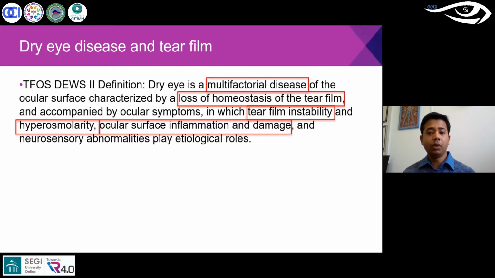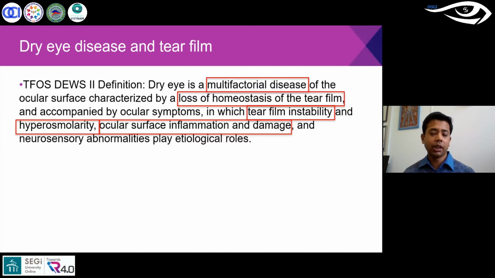Hyperosmolarity. We know osmolarity is the number of solutes in a solution. So if there are more solutes in a solution, it makes it thicker. And then there is ocular surface inflammation and damage. Of course, this is where most of the mechanism goes on. And it is chronic, long term, or subclinical, depending on the terminology we use. So it's something you may not see very easily, but it's going on underneath, under the carpet, and over a period of time it causes inflammation and damage, which eventually comes out as mild, moderate, or severe dry eye.